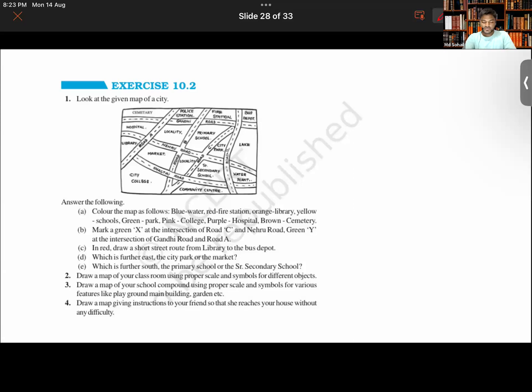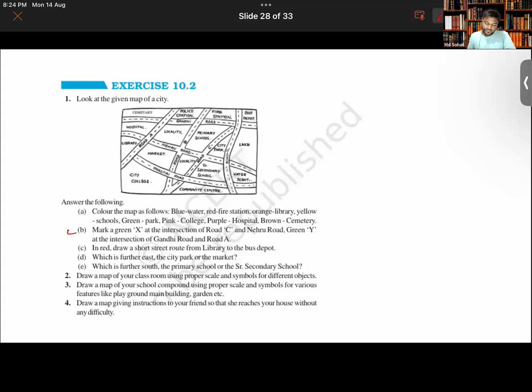Although that's a very simple exercise, right? Exercise 10.2 shows you a figure. Basically, you are given a map of a city over here, and you have to answer the following questions. Color the map as follows: blue for water, red for the fire station, orange for the library, and schools have to be colored yellow. So that is basically a bit of painting going on here. You have to basically paint them. Nothing mathematical in this.